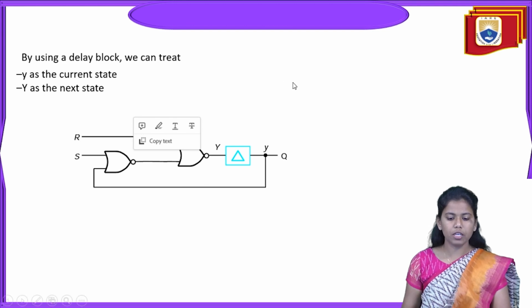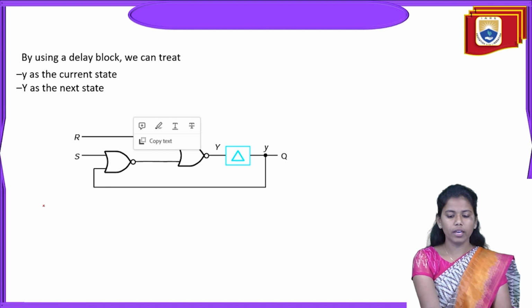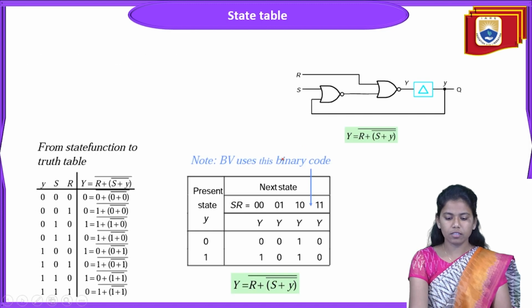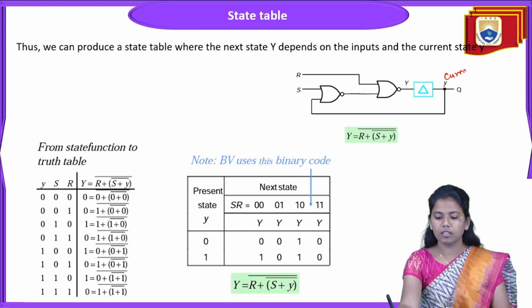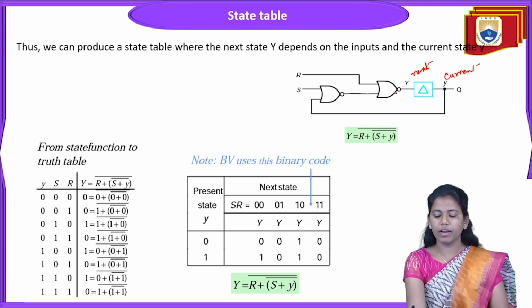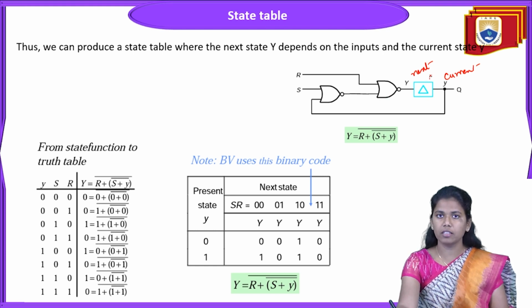So if you observe, by using the delay block, we can treat y as the current state and Y as the next state. This Y we got from the output of the ideal gate, whereas the current state is obtained by summarizing the delays. After summarizing the delays, we got the current state.